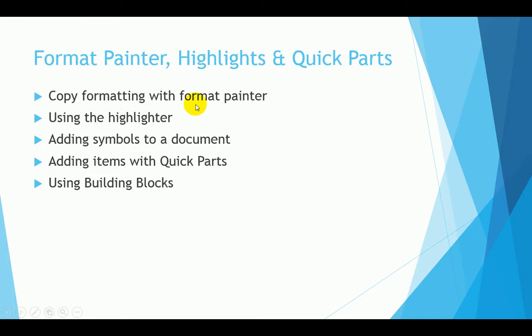In this lesson we're going to show you how to copy the format from one piece of text to another using the Format Painter. We'll show you how to use the highlighter, something you probably are already familiar with, so we'll touch on that. We'll show you how to add symbols to the document, and then we're going to take a look at something called Quick Parts. And Quick Parts has built into it something called building blocks. And so we're going to explain how building blocks work with Quick Parts and how you might need to use that for adding parts to your document.